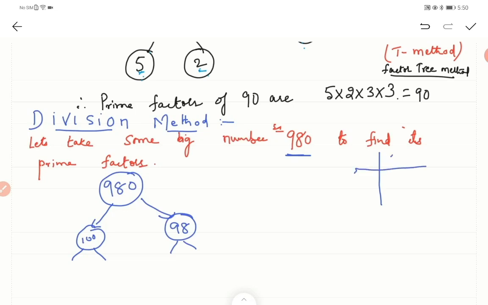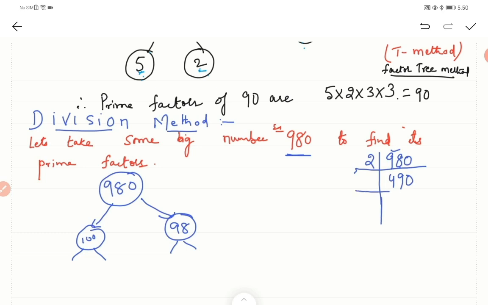Take 980 like this. You need to divide this number by the smallest factor. Let's start from 2. So this number goes by 2. 2 fours are 8, so 1 will remain here, and 1 plus 1 becomes 18. 2 nines are 18 and 0 you'll get. So 2 times 490 is 980.